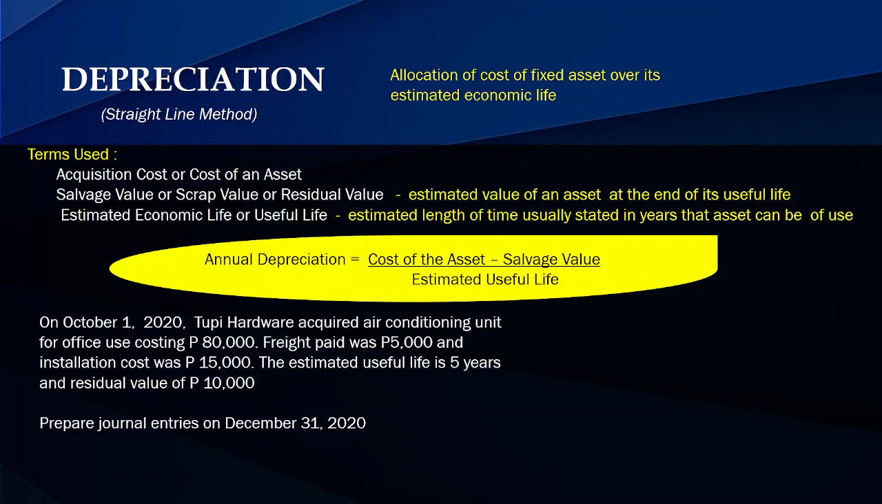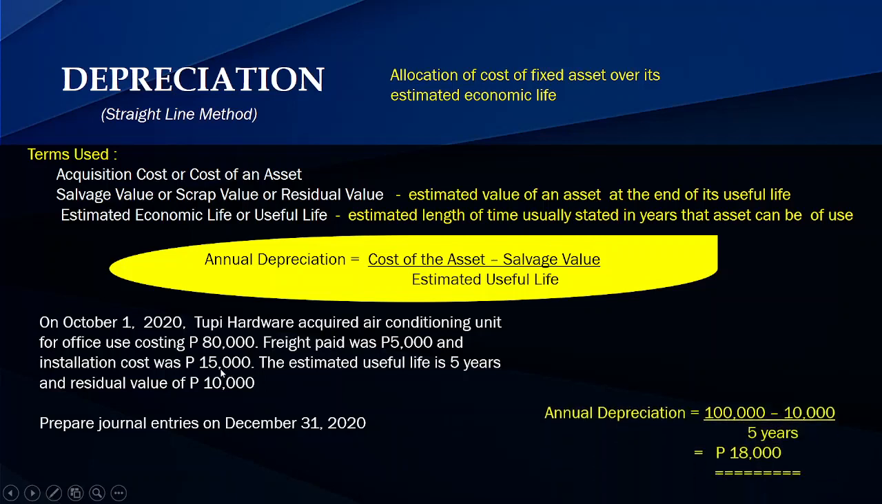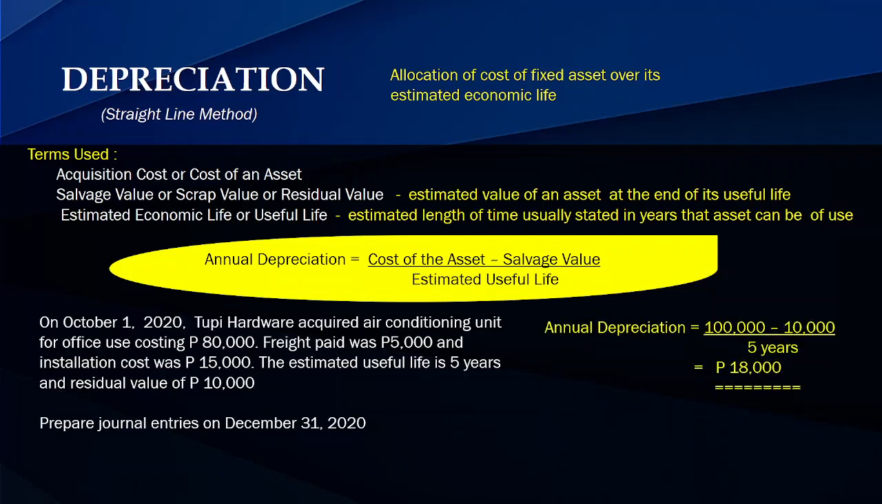Okay? If we substitute the figures in our formula, we can have this one. How much would be our cost of the asset? It should be the purchase price of $80,000 plus the freight cost of $5,000 plus installation cost of $15,000. Alright? So, our annual depreciation would be 18,000 pesos.